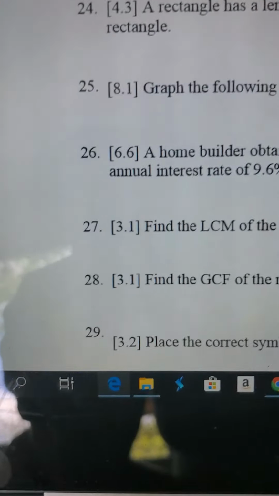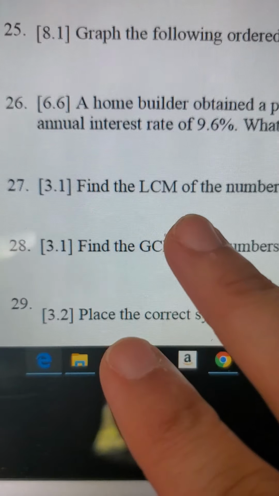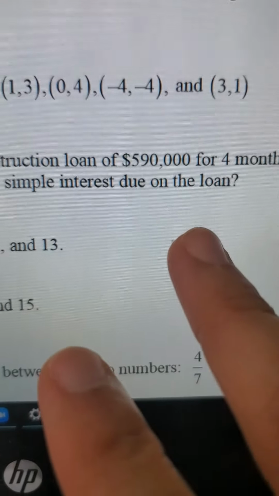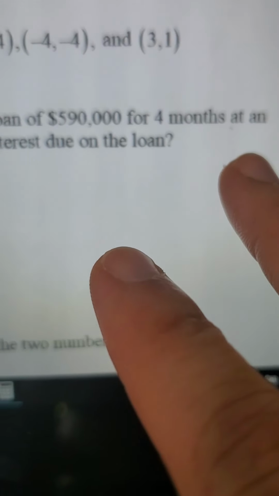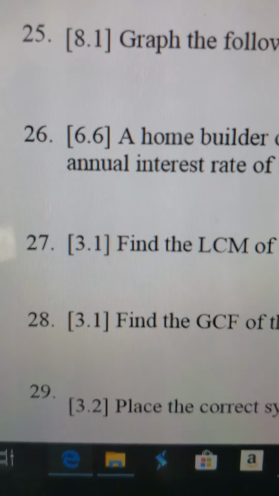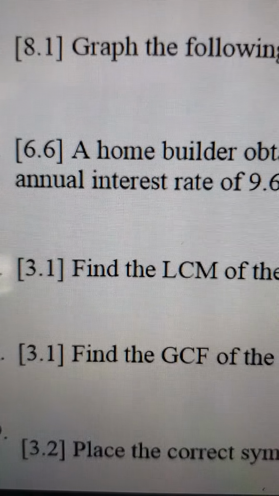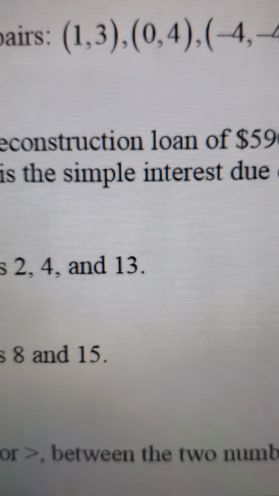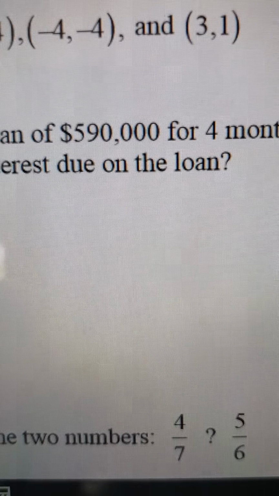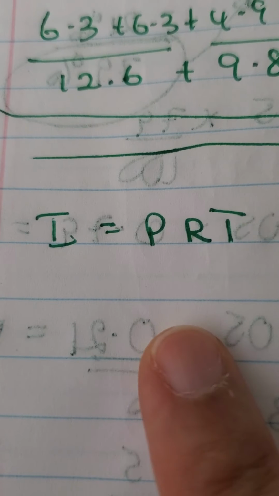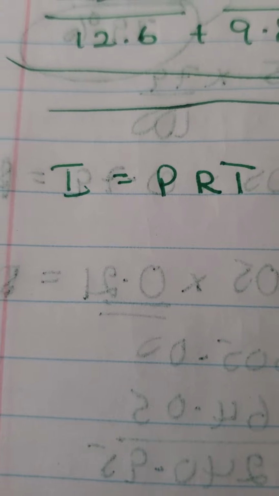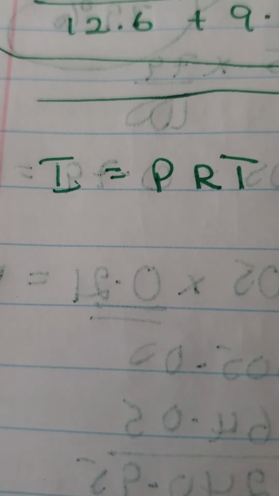All right, one of the last things we looked at was that a home builder obtained a pre-construction loan of $590,000 for 4 months at an annual interest rate, annual meaning yearly, of 9.6%. What is the simple interest due on the loan? Now remember, it's 4 months. So remember, simple interest is I equals PRT. Over the several years I've been teaching this course, they always bring a simple interest problem. They keep it very simple.